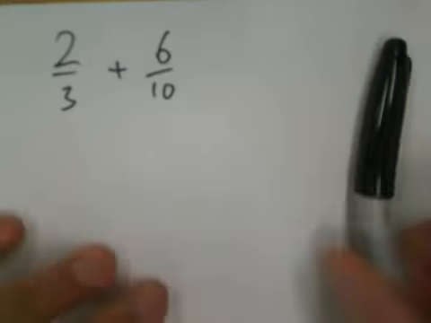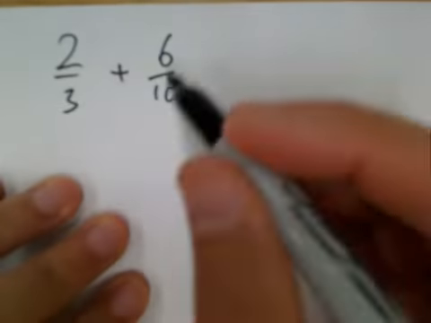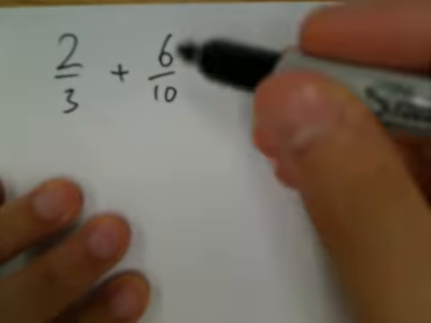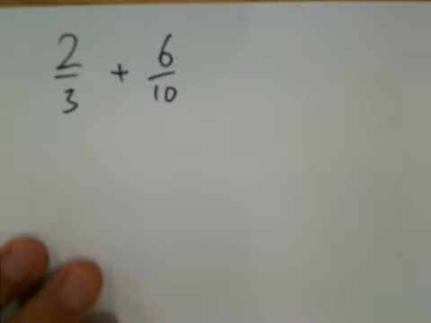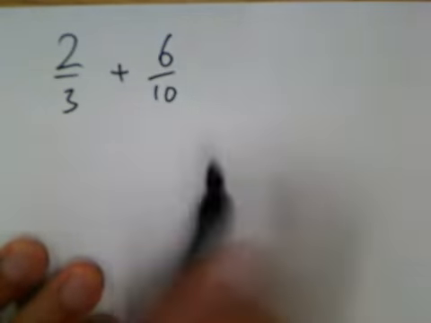Howdy, I just want to do a couple of these real quick so that you have a good idea what you're doing. So here I have 2/3 and 6/10. I want to add these together. I notice here I could reduce the 6/10 first, but I'm going to go ahead and do it, and then I'll just reduce my answer one time, so I don't have to worry about it till then.